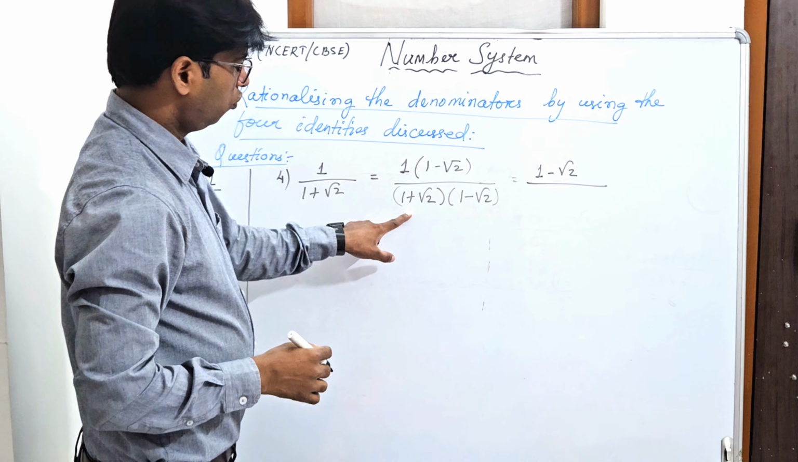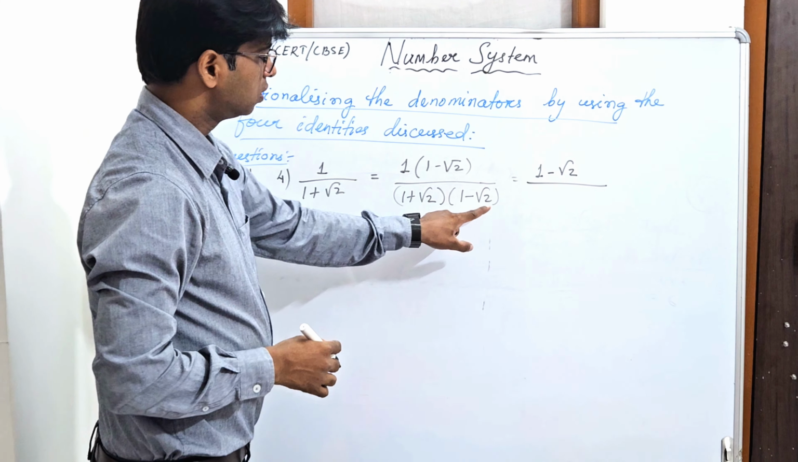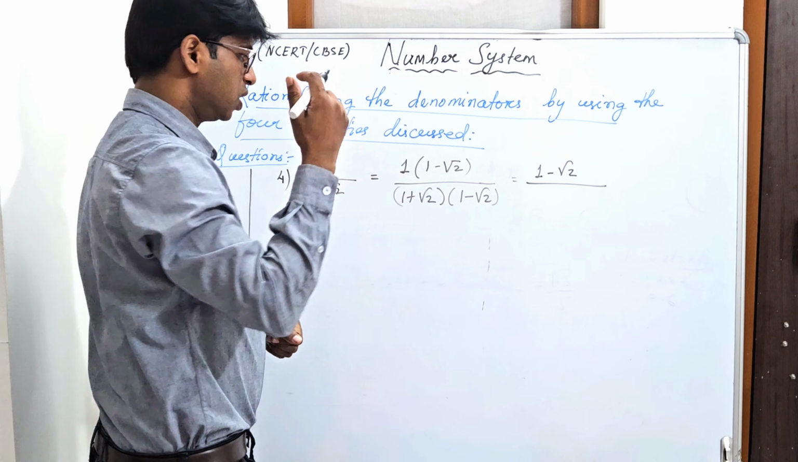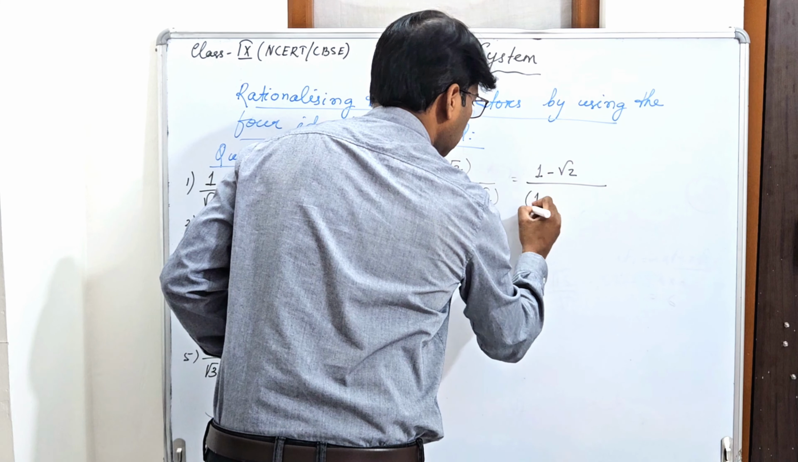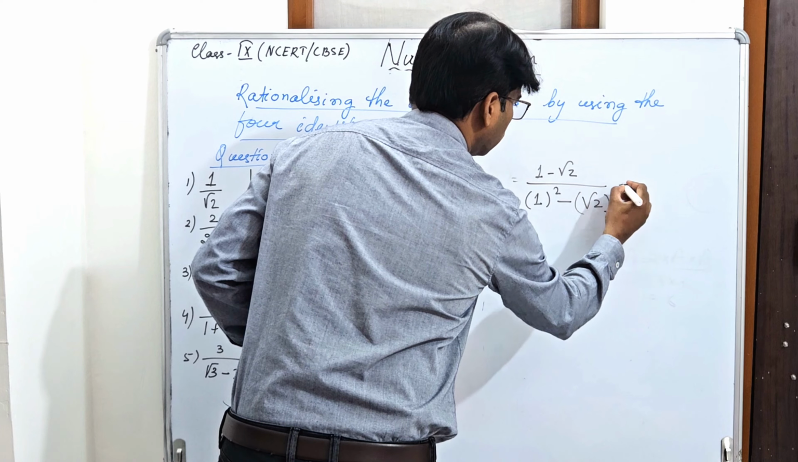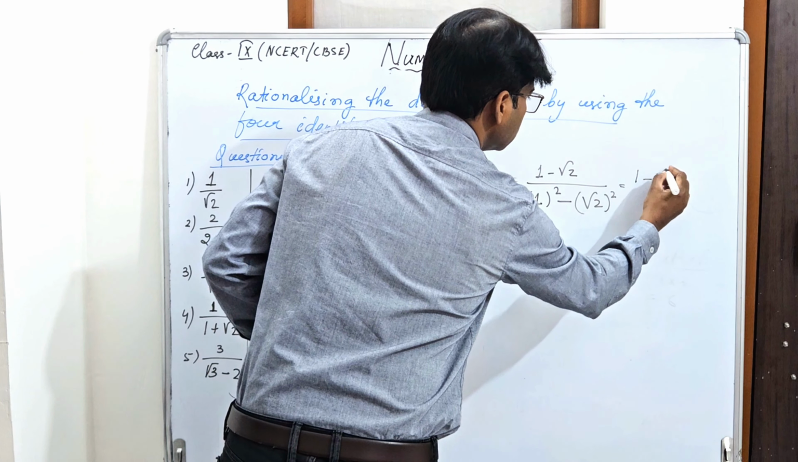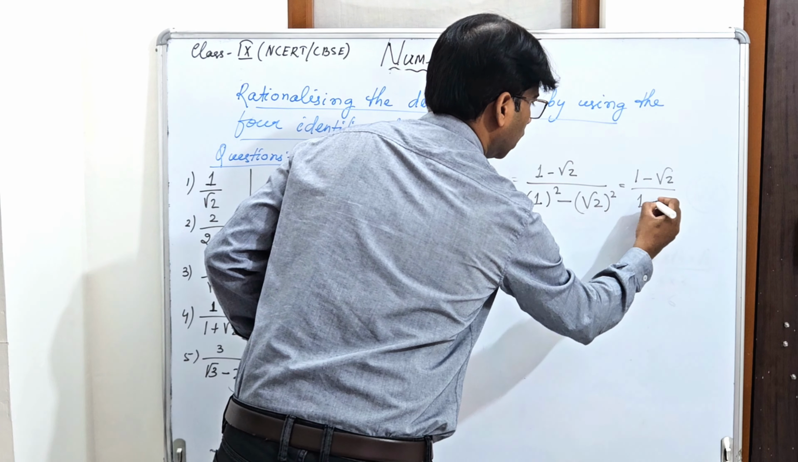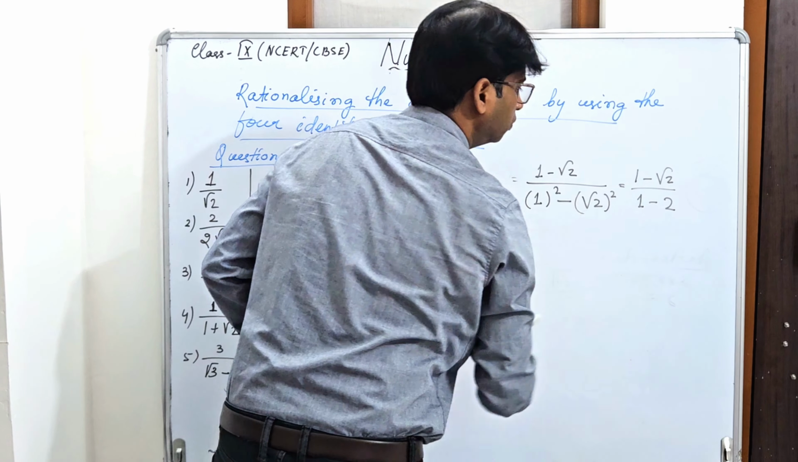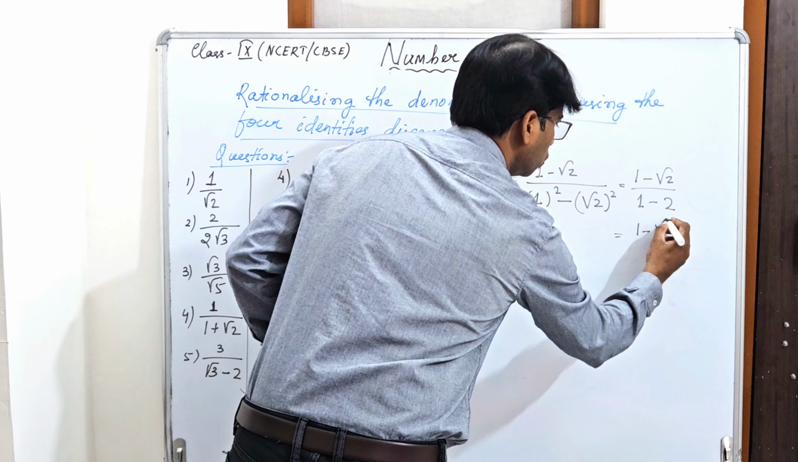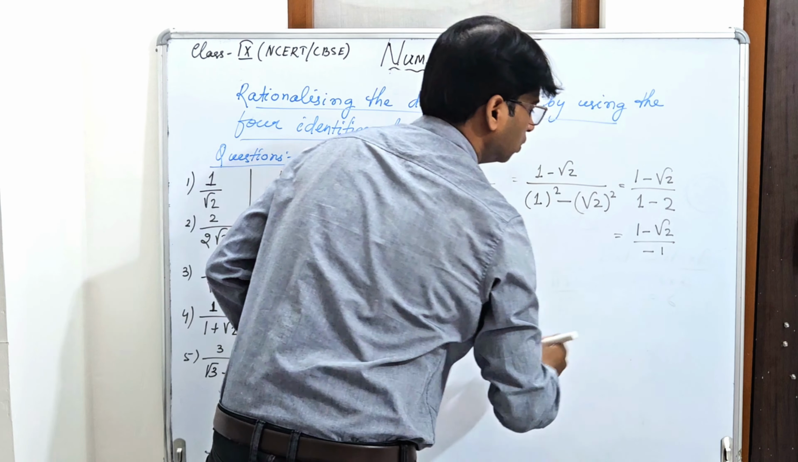Then if I go for this, A plus B into A minus B form, then I have to use which identity? A square minus B square. So it will be 1 whole square minus root 2 whole square. So what will it be? 1 minus root 2 by 1 square, it is 1, and root 2 square is how much? It is 2. So what is the denominator now? 1 minus root 2 by minus 1.